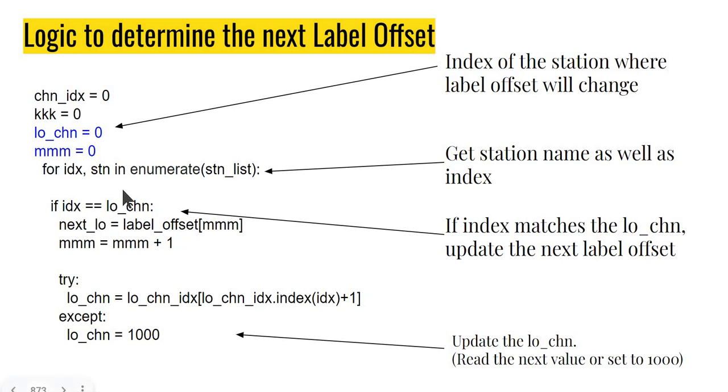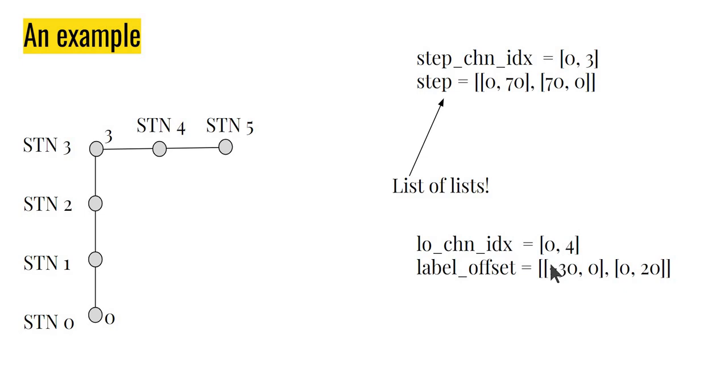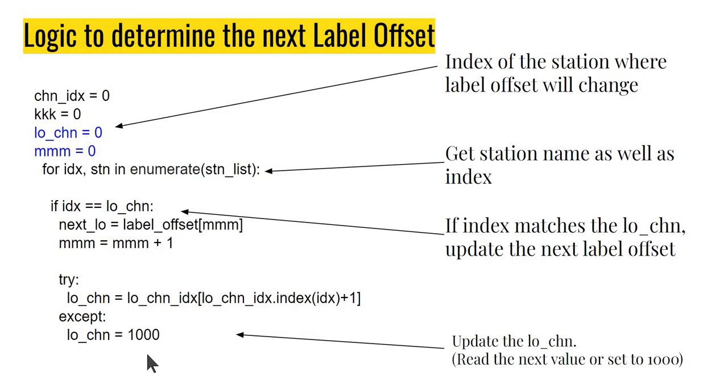Just like before, I need to update the LO change. I can do that by looking at the list LO change index. I can either go to the next item, or if the list is already over, which means, let's say, for example, in this case, I'm already at 4, then there's nowhere else to go. So I say, okay, no problem. I will set it to a very large number. In fact, exactly the same logic as earlier. So as I traverse through this loop, index keeps increasing and I keep getting the right label offset for every index.